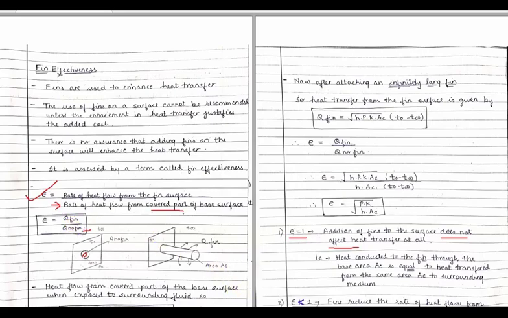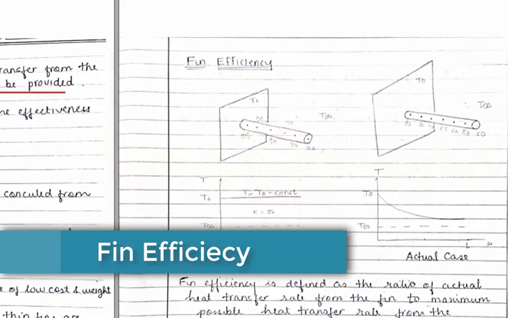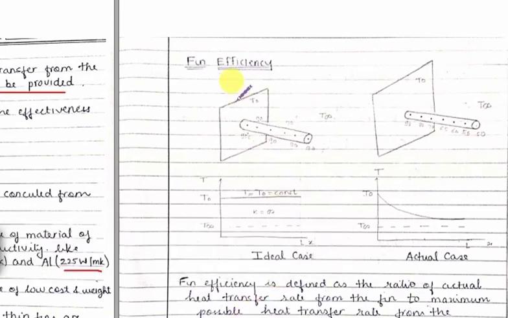So now let's move forward to another important term, the efficiency of the fin. Before going to the efficiency part, one should be very clear about the ideal case and the actual case. All of you are now aware of the actual case. What is the actual case? This is a surface. For example, the base is at a temperature of 100 degrees, and to this base we have attached a fin.